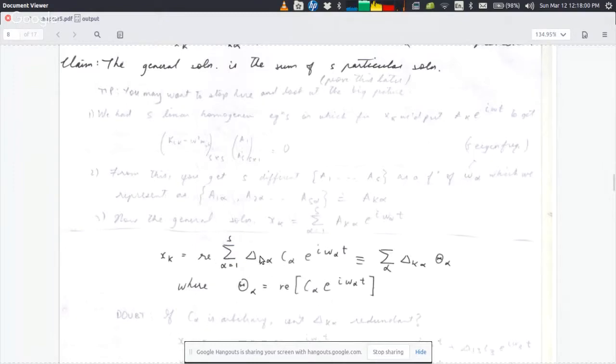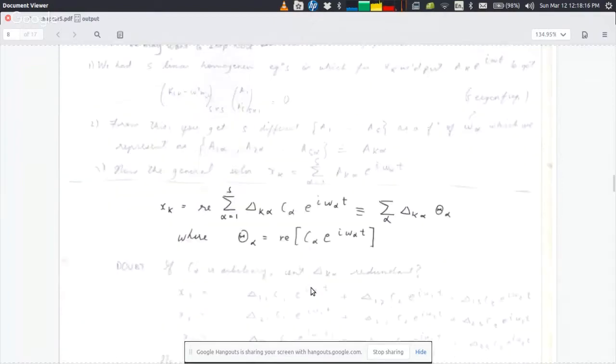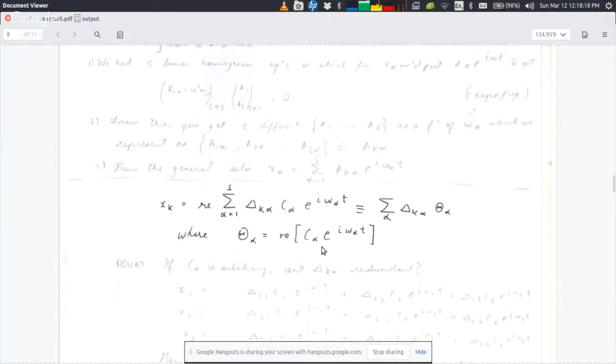And now since your delta_k alpha is already real and symmetric, which follows from the fact that it's coming from a matrix which was to start with real and symmetric and positive, but we don't care for that now, you can shove the real part through this and put it in just the last two parts, which basically looks like a harmonic oscillator with the phase and amplitude information inside C alpha, right?